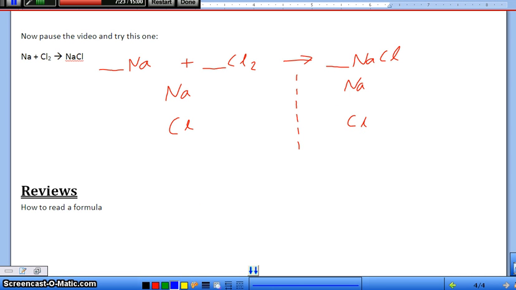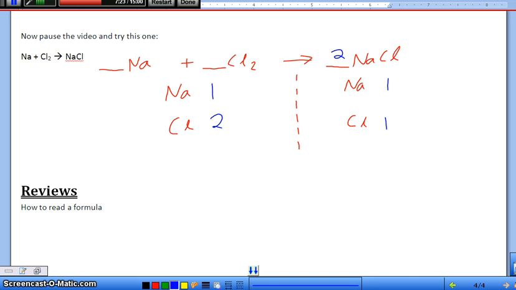Now we start our count, check, change. First thing we do is count. We've got 1 sodium and 2 chlorides. On this side we've got 1 sodium and 1 chloride. Now we check. The sodiums are balanced, but the chlorides are not balanced. We need more chloride on this side. The only thing we can do is change this coefficient. So let's put a 2 there.